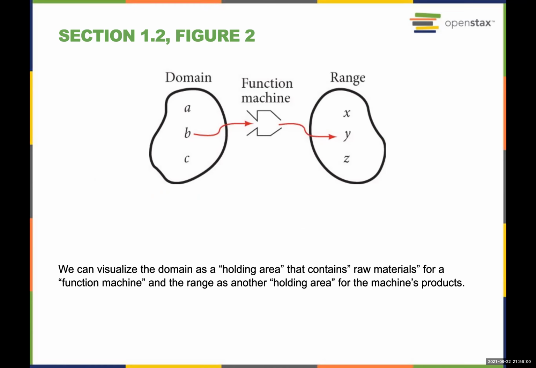So look at figure number 2. You have the domain A, B, and C, and think of this as a function machine, and you have the range X, Y, and Z. So we can visualize the domain as a holding area that contains raw materials for a function machine, and the range as another holding area for the machine's products. So think that the domain is all the inputs and the range is all the outputs.